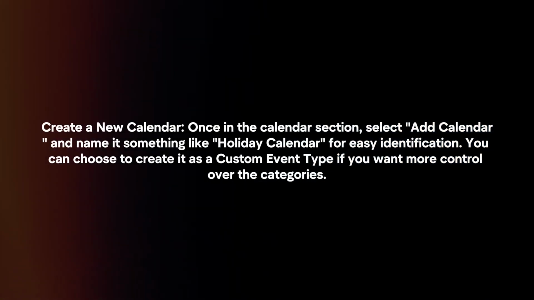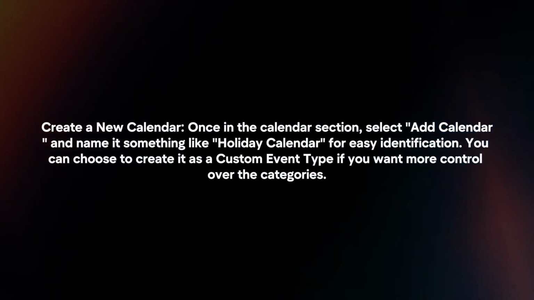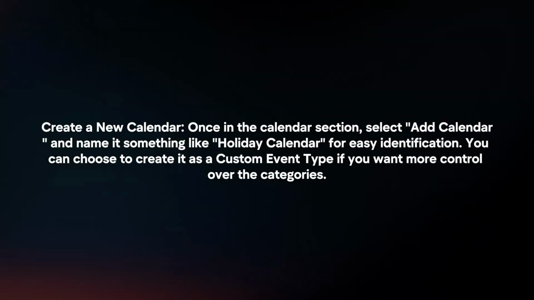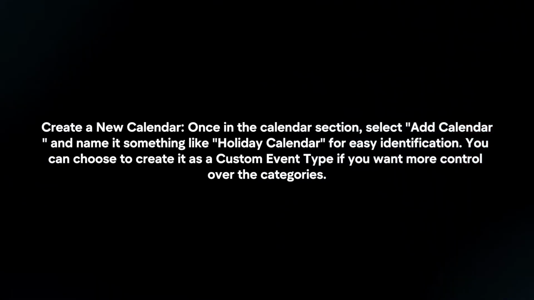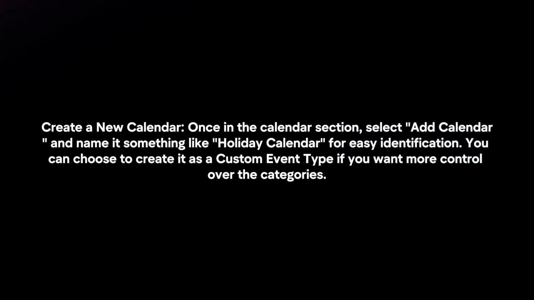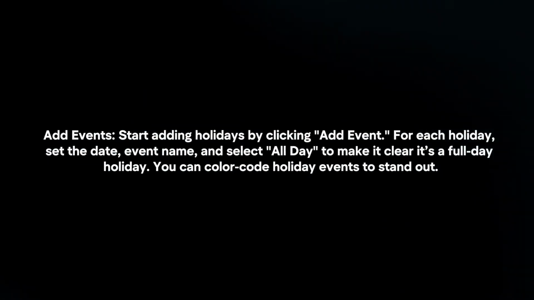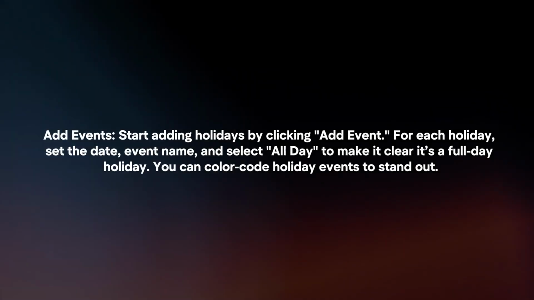Create a new calendar. Once in the Calendar section, select Add Calendar and name it something like Holiday Calendar for easy identification. You can choose to create it as a custom event type if you want more control over the categories. Add events. Start adding holidays by clicking Add Event.